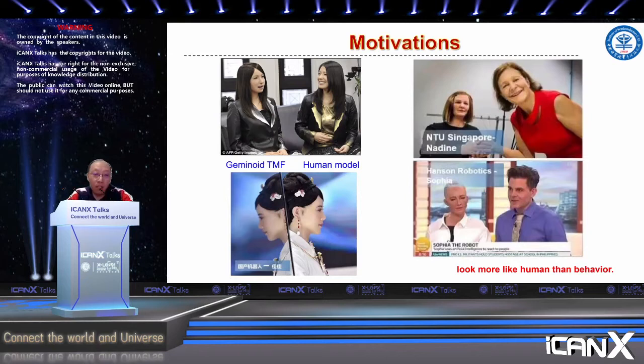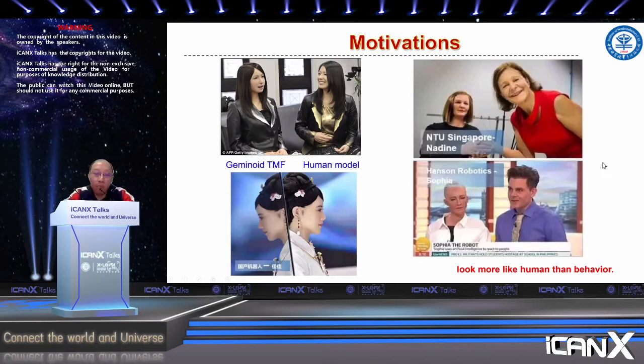This is controlled by about 12 controllers, and this robot can show some emotions like humans. This image shows a robot from Singapore, and below this is a robot from the United States. For all these four robots, you can see that they look very much like a human, right? If we put a human and this robot together, you might not even know which is the robot and which is the human, right?